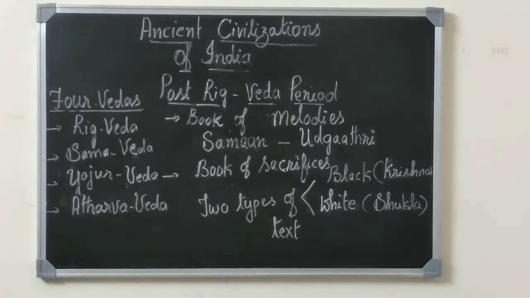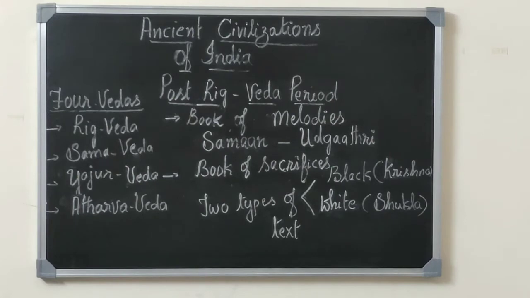Next, we are dealing with Yajurveda. Yajurveda is called the Book of Sacrifices. And it has two different types of text called black, Krishna, and white, Shukla. What is the difference between black Krishna and white Shukla? Try to understand, children.